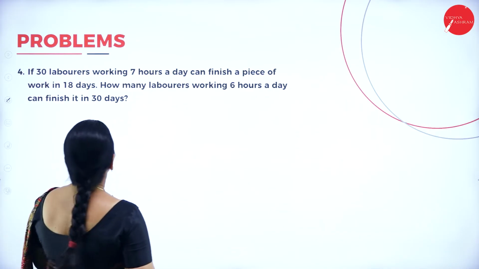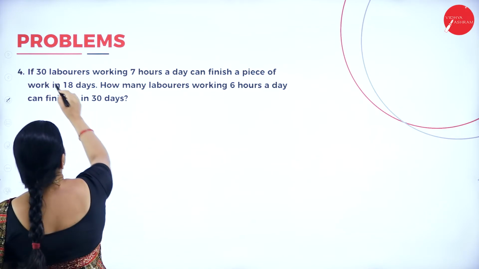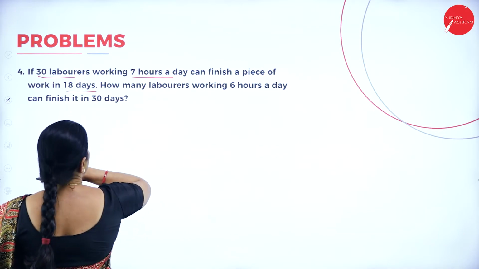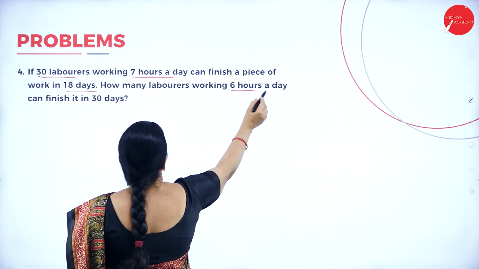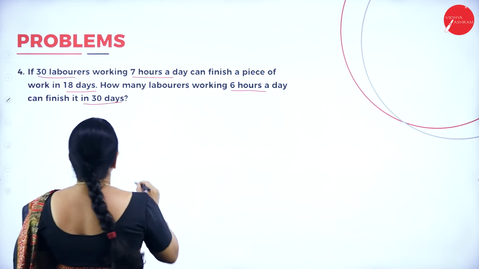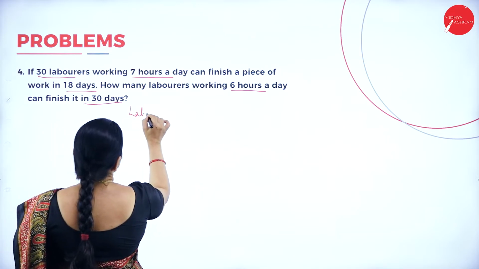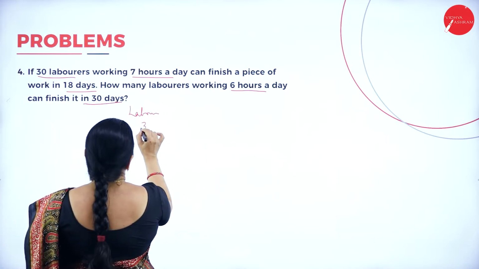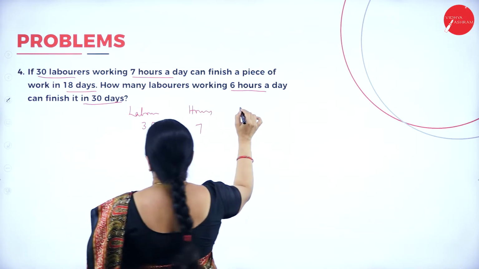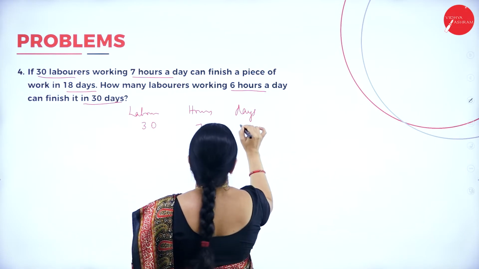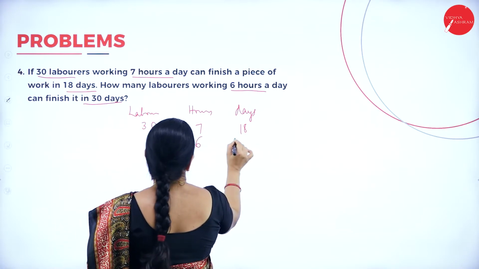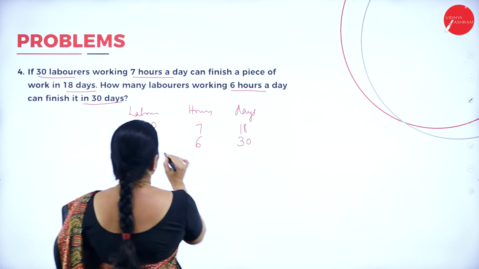Then the next problem: if 30 laborers working 7 hours a day can finish a piece of work in 18 days, how many laborers working 6 hours a day can finish it in 30 days? Now we have the laborers 30, hours 7, then days 18.